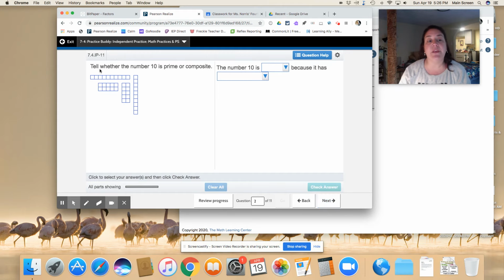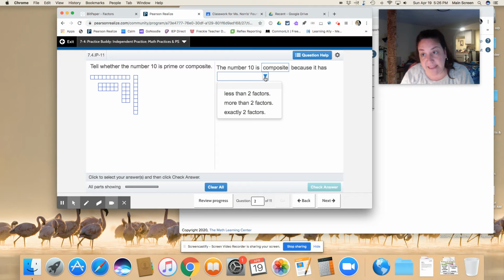Right here, it's showing you, tell whether the number 10 is prime or composite. It's showing you all the different ways to make 10. Right here is 1 times 10. Up here is 10 times 1. Then we have 2 times 5, and then 5 times 2. Okay? So the number 10, is it prime or composite? It's definitely composite, because the choices are less than 2 factors, more than 2 factors, or exactly 2 factors.